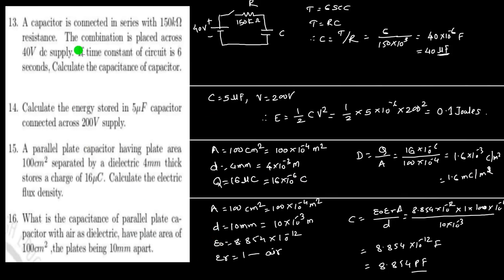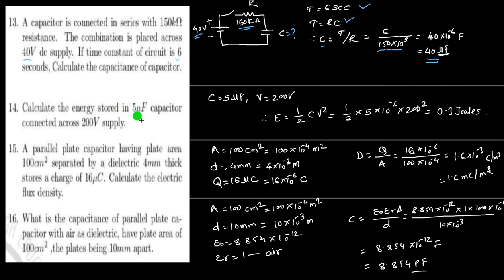The next problem: a capacitor is connected in series with a 150 kilo ohm resistance. The combination is placed across a 40 volt DC supply. If the time constant of the circuit is 6 seconds, calculate the value of the capacitor. So R is given as 150 kilo ohm and the C value is not known, but the voltage value is given and the time constant is given as 6 seconds. We know that the time constant is equal to RC, hence C is equal to T by R. So 6 divided by 150 kilo ohm, that is 150 into 10 raised to 3. So the capacitance value you will get is 40 microfarad.